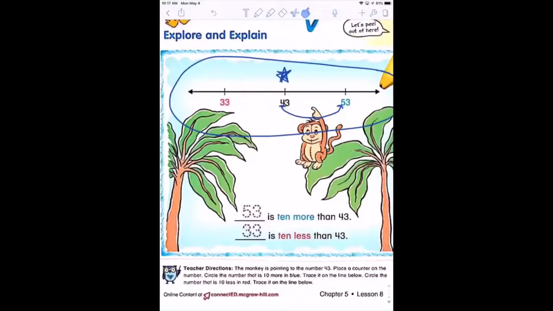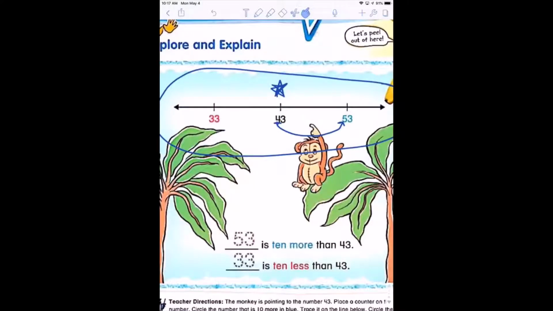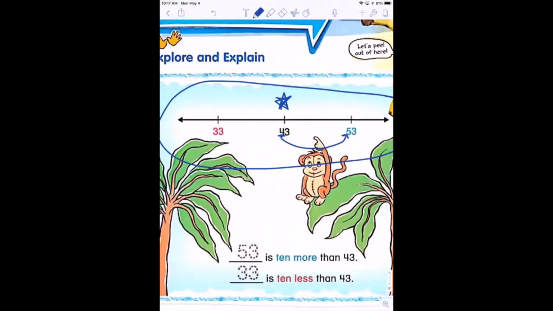Okay, so that's if it's more. That means if I'm adding, plus. But now, if I'm subtracting, that means I'm going back. Okay, so that would be minus. And it would be the same.